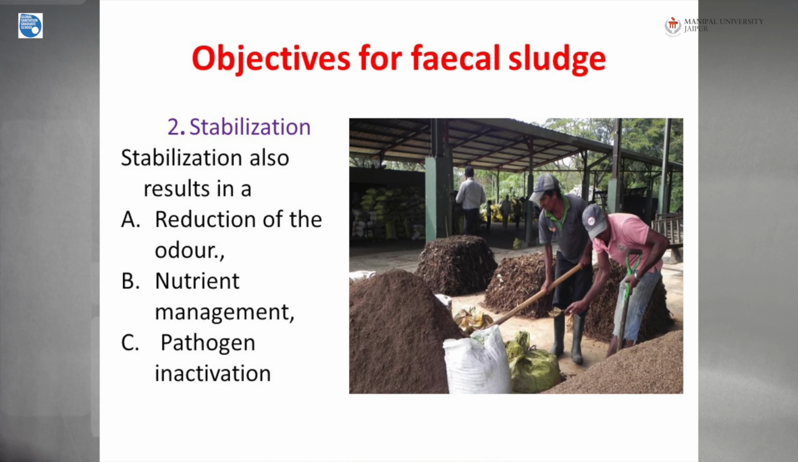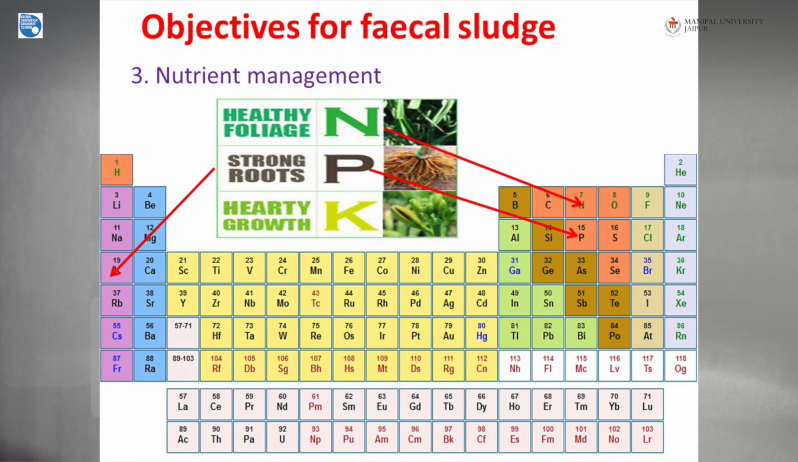Stabilization also results in reduction of the odor, nutrient management, and pathogen inactivation. The third objective is nutrient management. The three important nutrients, also known as macronutrients, are nitrogen, phosphorus, and potassium.